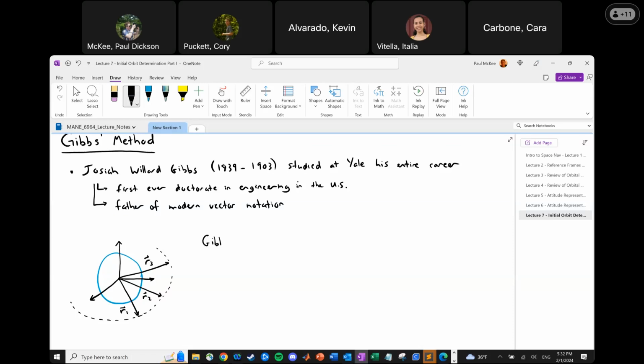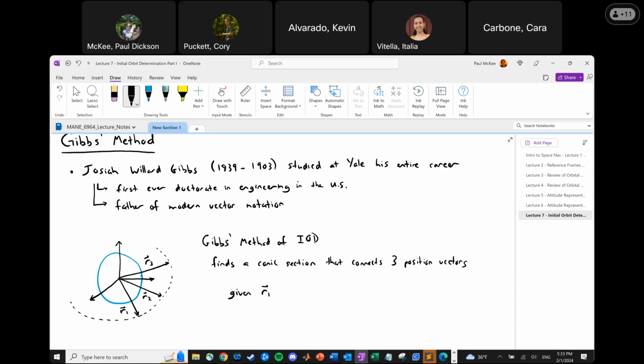So Gibbs method of IOD finds a conic section, and we're going to focus on closed conic sections, i.e. ellipses, that connects three position vectors. And so the problem looks like this.